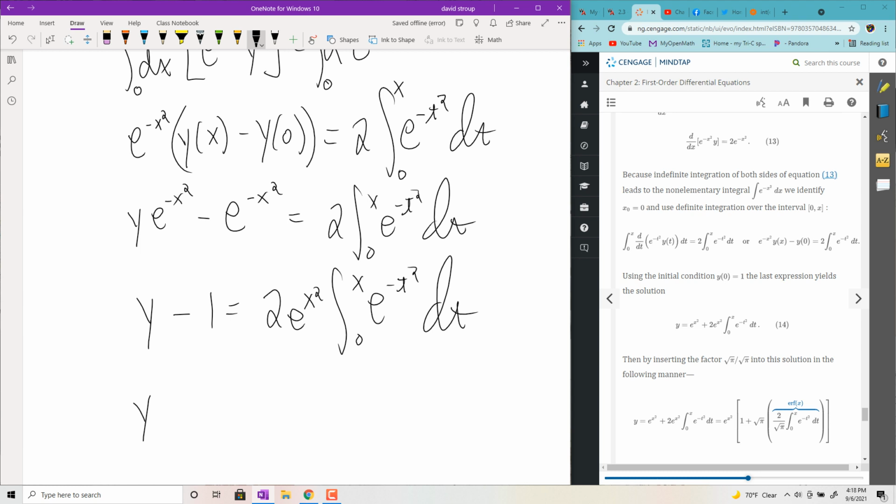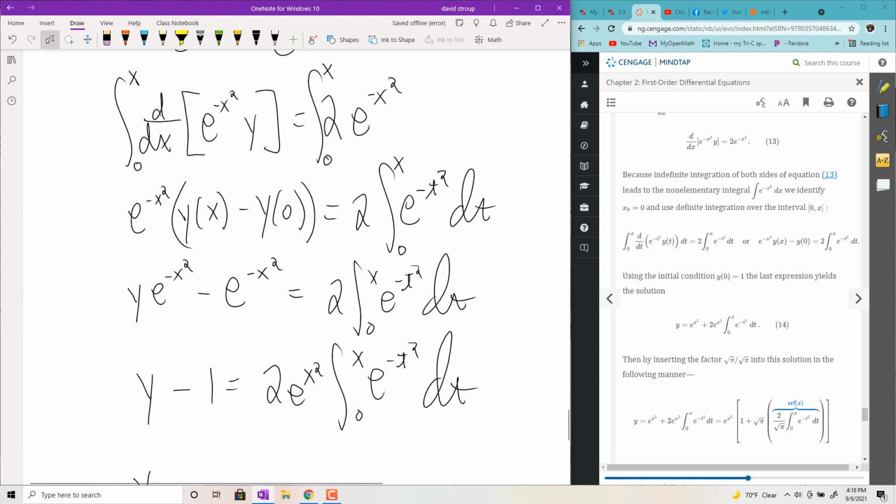Seems like I screwed something up. Y of 0. So it's probably back here when I was fooling around with this stuff. I didn't do that right. Somehow I didn't embed it right, so I'm not used to doing that. But it should just be like this. So the e to the negative x squared y, x, and then minus your initial condition.